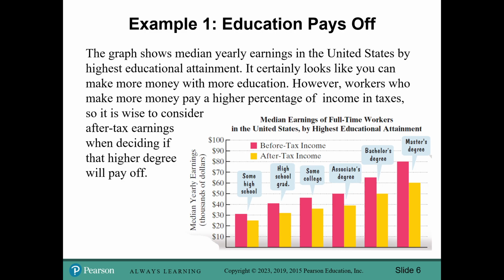So, chart here, median earnings of full-time workers in the United States by highest educational attainment. The red is before-tax income. The orange is after-tax income. First category is some high school. Next category is high school grad. Following, some college, associate's degree, bachelor's degree, and then master's degree.